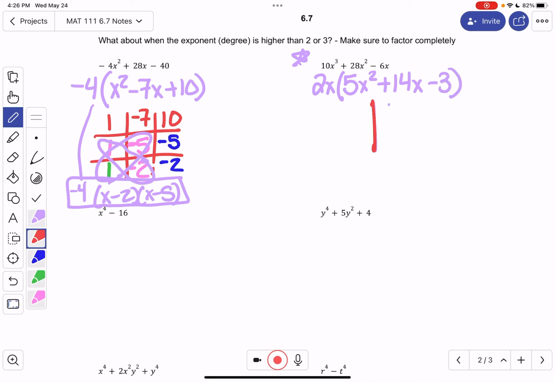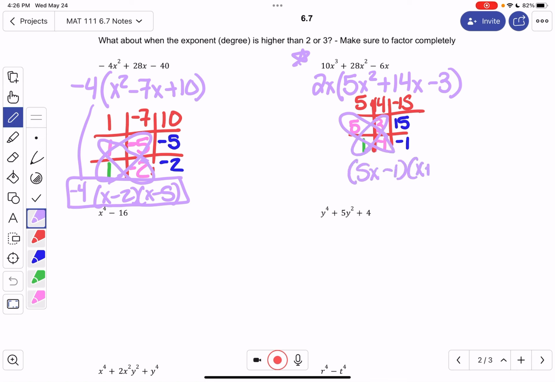Now, if I were to tic-tac-toe this, I would do A times C. Factors of negative 15 that add up to 14. Greatest common factor, multiply up, multiply across, and I get 5x minus 1, x plus 3, bring down our greatest common factor. That's the same thing we've been doing.